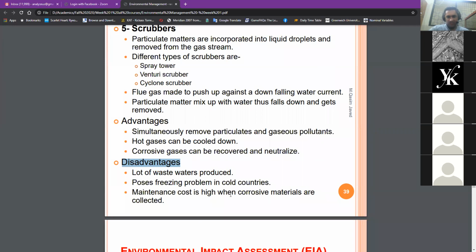The maintenance cost is high when corrosive materials are collected, because corrosive materials damage containers, they damage metal, they damage a number of types of materials. It is expensive and technically difficult to have containers or materials which can handle corrosive material. We will go into detail on corrosive material in some other lecture also.